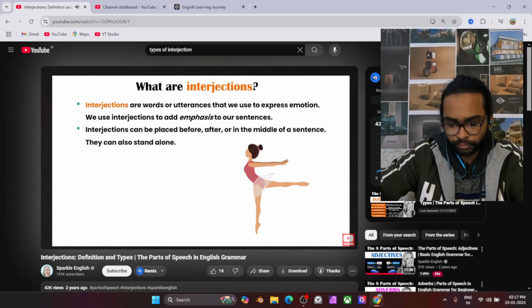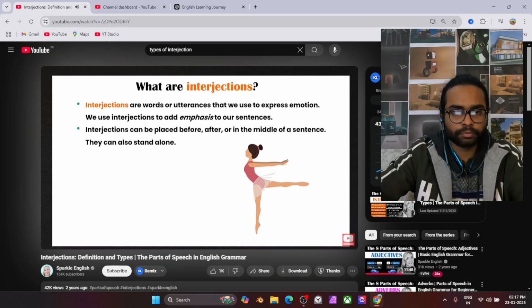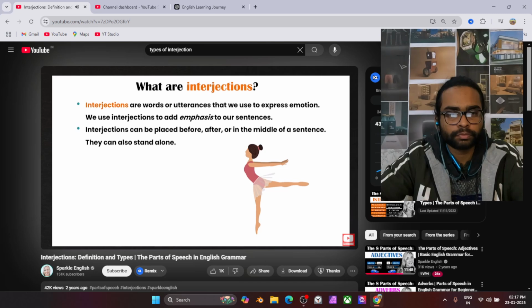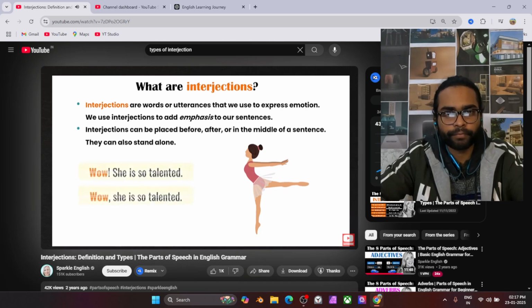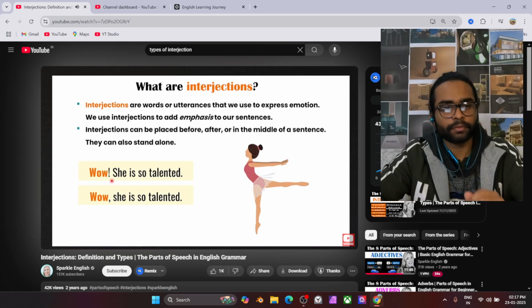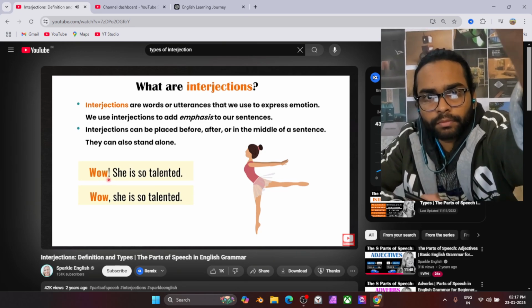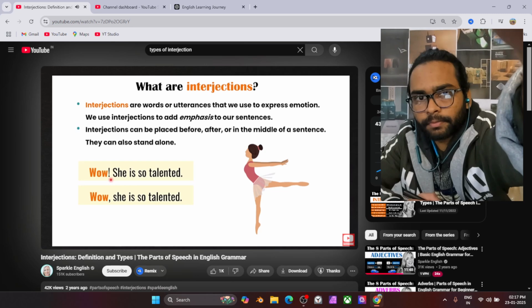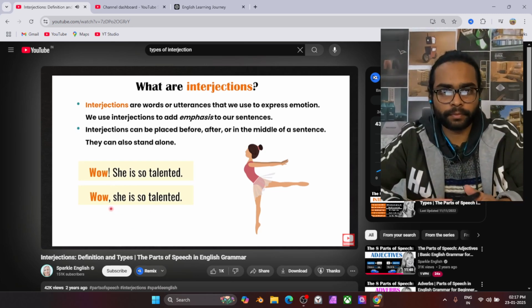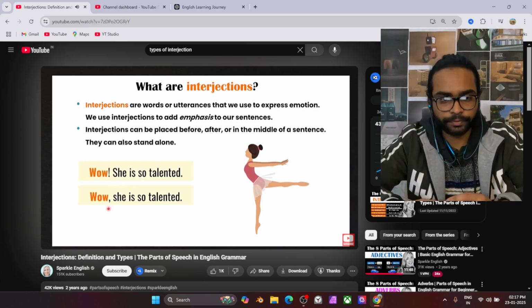Interjections can be placed before, after, or in the middle of a sentence. They can also stand alone. Let's compare these 2 sentences. Wow! She is so talented. And, wow, she is so talented. In the first example, we have the interjection punctuated by itself with an exclamation mark. And in the second sentence, we have it separated with a comma.